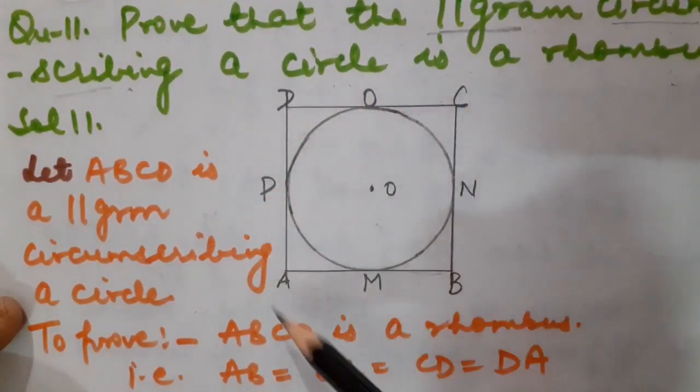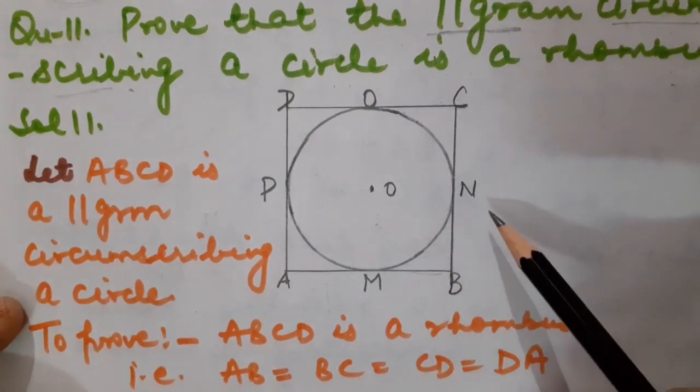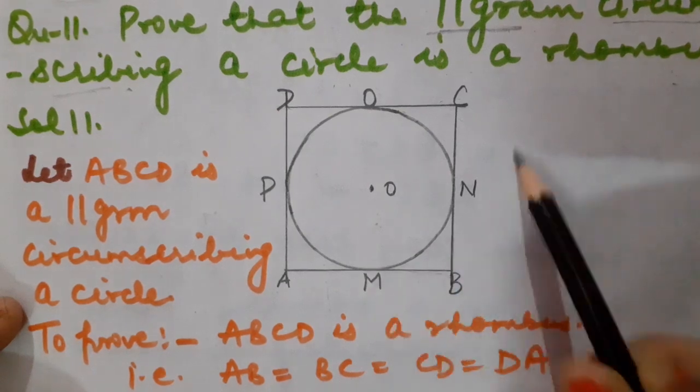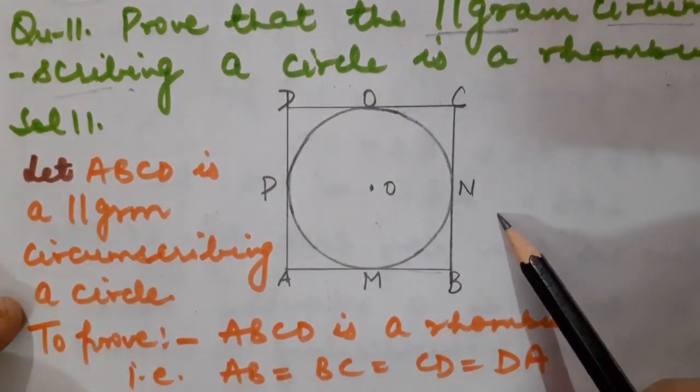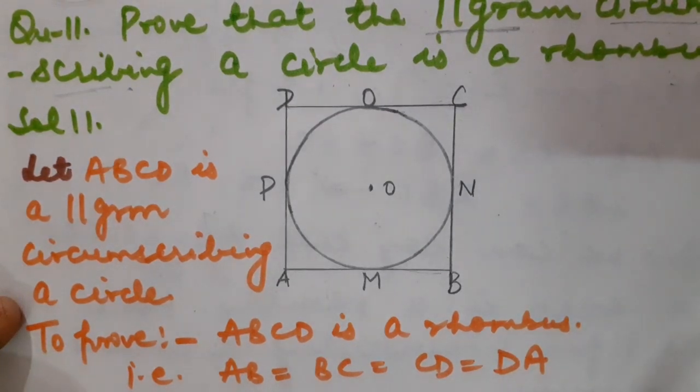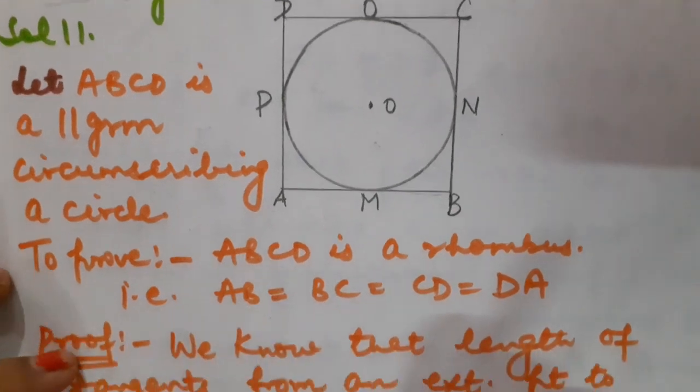But now we have to prove that it is a rhombus also. If I prove this, that the adjacent sides are also equal, then it means all the four sides will be equal. So then we can prove that this parallelogram which is circumscribing a circle will be a rhombus. Understood, children? So now let us have a look on the proof.